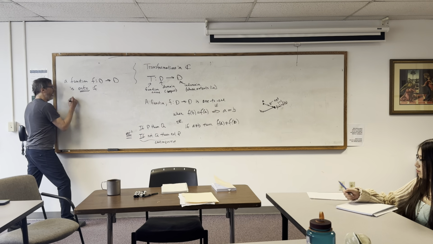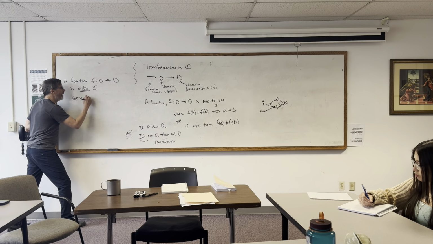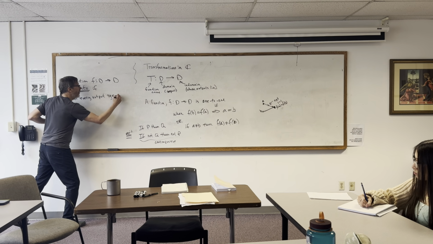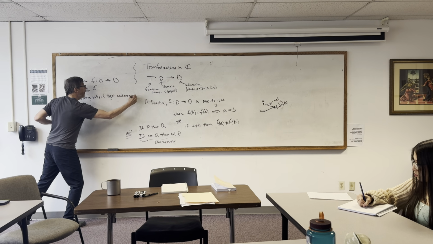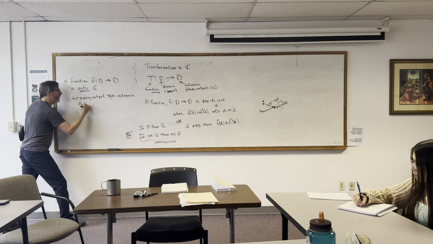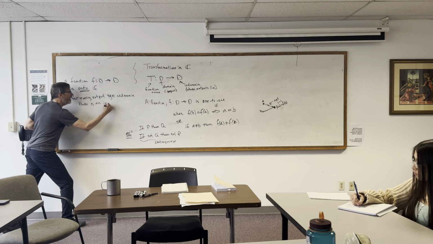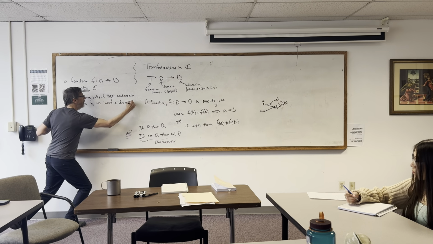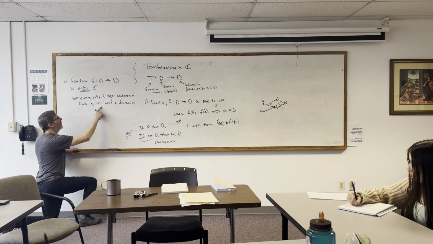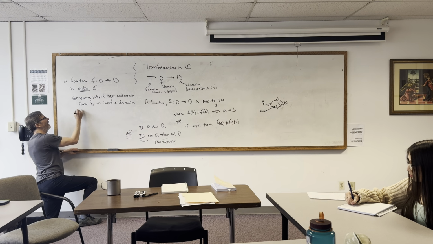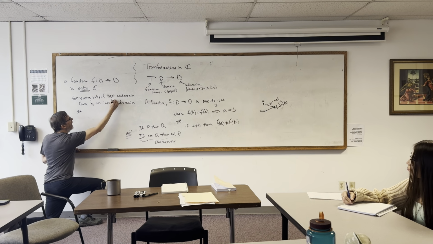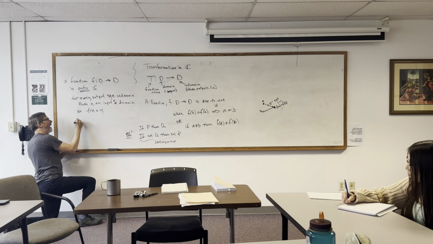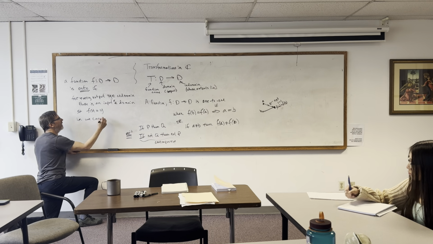So f is onto if for every output y in the codomain, the output space, there is an input in the domain. So this symbol is element. I'm sorry, I'm doing some pseudo mathematical writing here. There's an input in the domain, call it x, such that f of x equals y. In other words, we can hit everything in the output space.